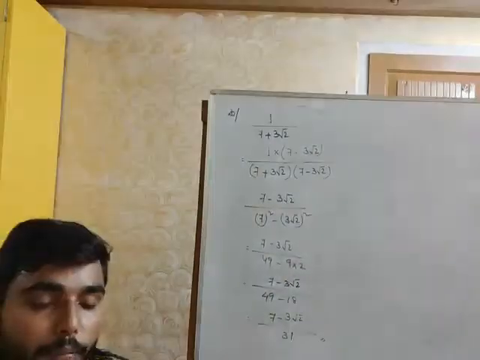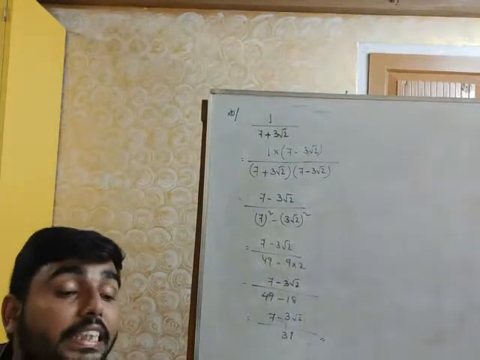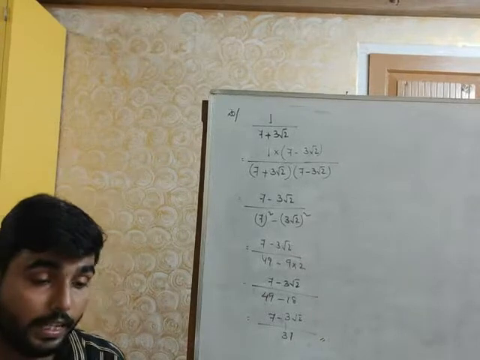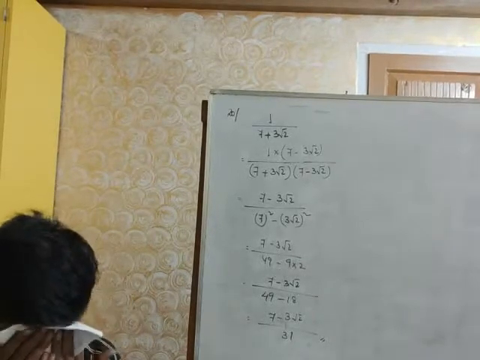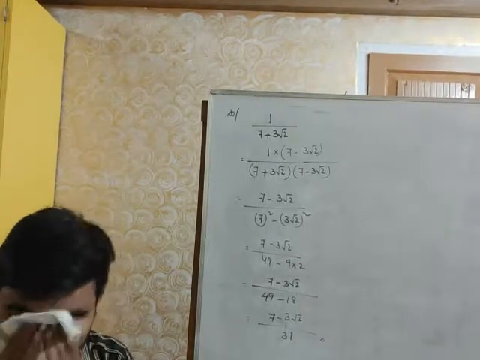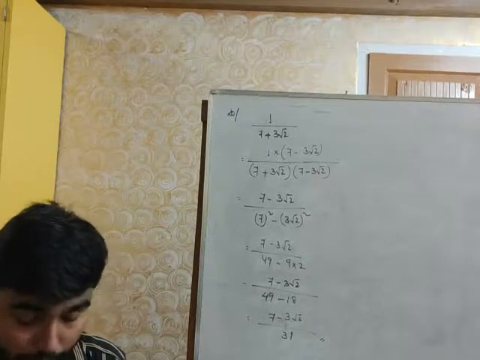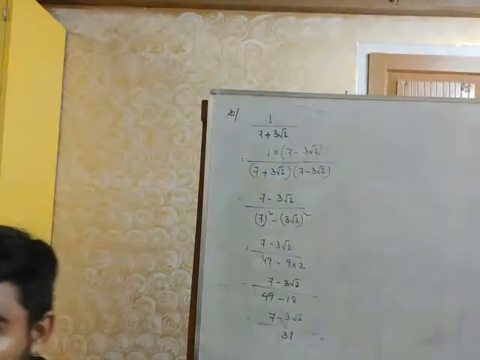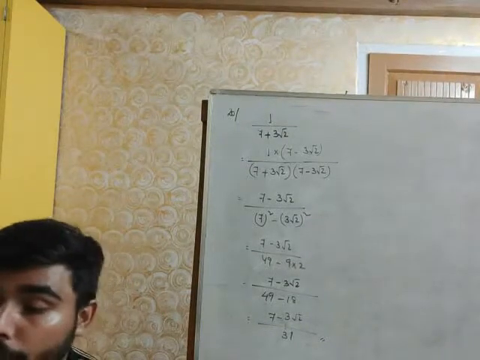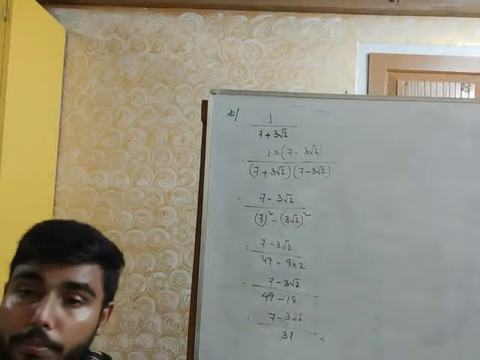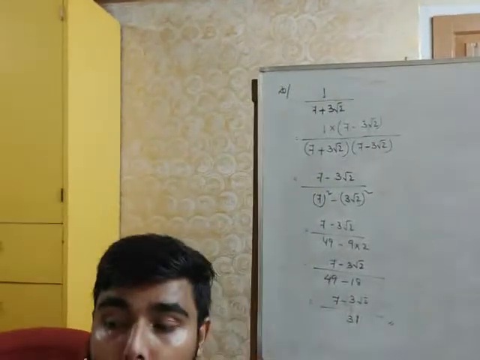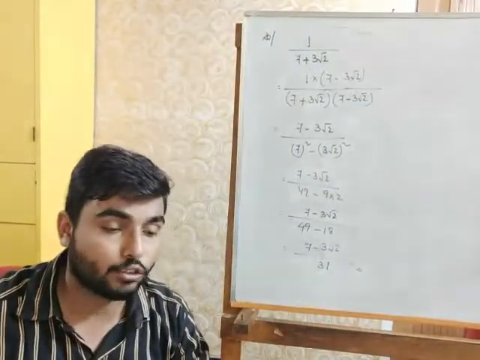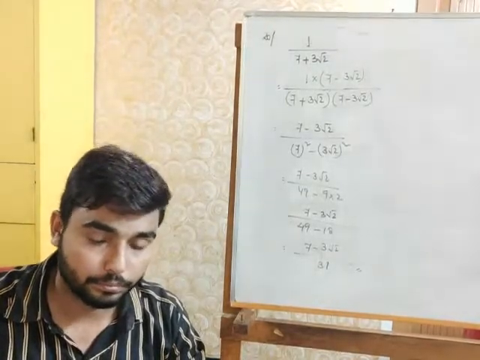Let's see exercise 1.5 then. Classify the following as rational or irrational. So we can see number 1. 2 minus root 5. 2 is a rational number and root 5 is an irrational number. From a rational number, if you subtract an irrational number, the difference will be irrational. So number 1 is irrational.